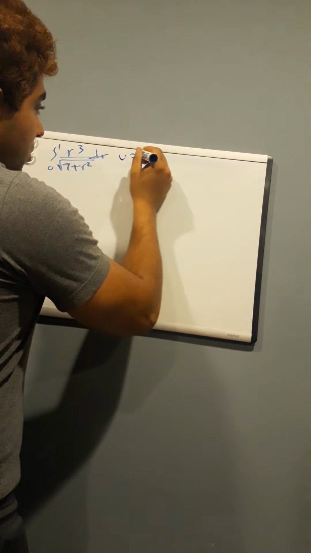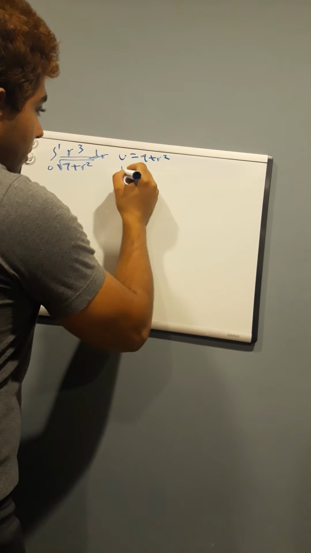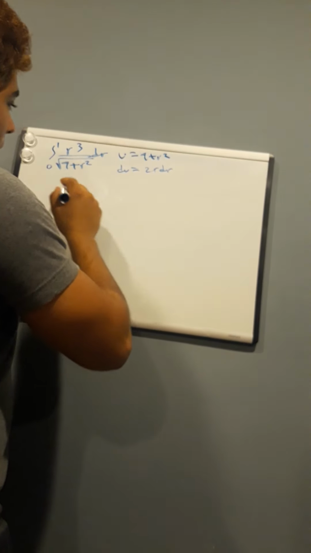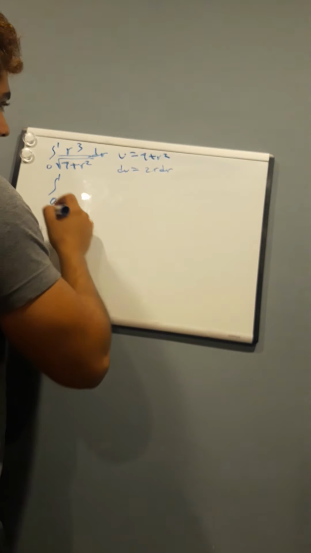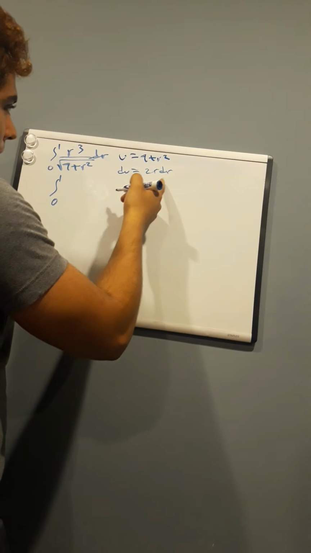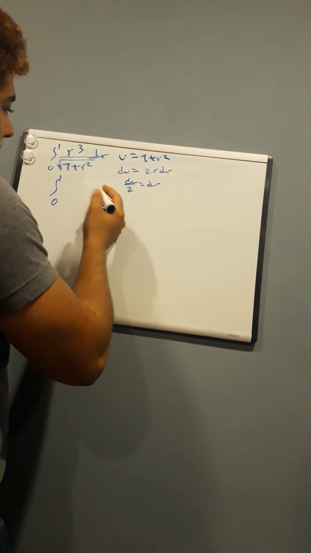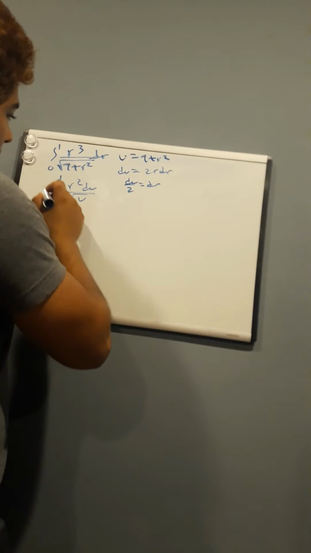We're going to suppose u is equal to 4 plus r squared. The derivative then becomes 2r dr. Right? So then over here, 0 to 1. That becomes, if you do everything together, du over 2r all over dr. So we had everything here. You're going to get r squared du, radical u, over 2.